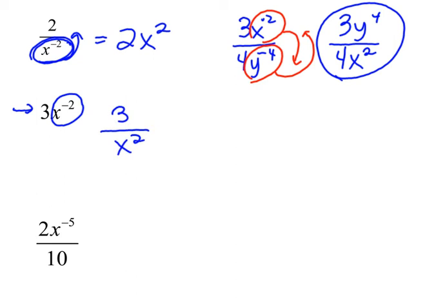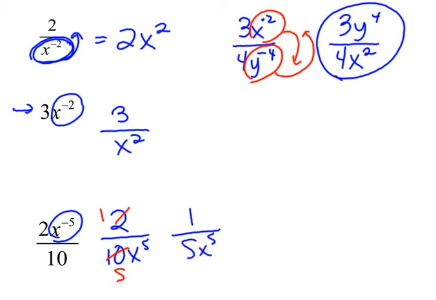And then our last example, we have an x that's being taken to the negative 5th, so we're going to move that to the bottom with our 10. And then we're going to simplify the coefficients just like they're a regular fraction. 2 over 10 simplifies to 1 over 5. So this becomes 1 over 5x to the 5th. And that's just a quick review of negative exponents.